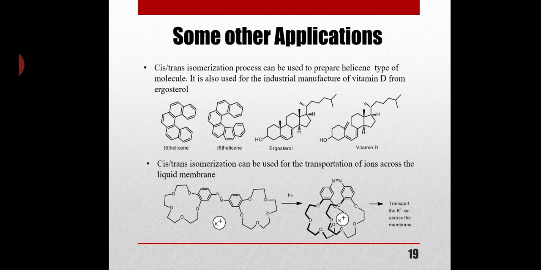As you can see, in the cis form, the K plus ion is sandwiched in between the two crown ether rings, and in this sandwiched form, K plus ion can be transferred from one side of the membrane to the other. Reaching the other side of the membrane, the cis isomer gets converted to trans isomer and K plus ion gets released. This is how the K plus ion is transferred from one side of the membrane to the other. Here we come to the end of lecture 4.